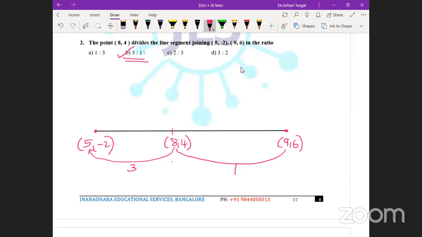Don't go for applying the internal section formula. That will consume more time. So it's very easy. 8 minus 5 divided by 9 minus 8. Or you can take from this side also, 5 minus 8, which is minus 3, 8 minus 9, that is minus 1. Then also you will get the same ratio as 3:1.